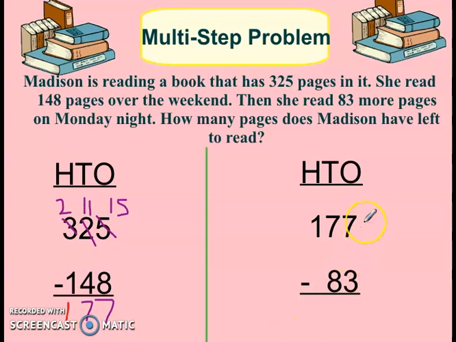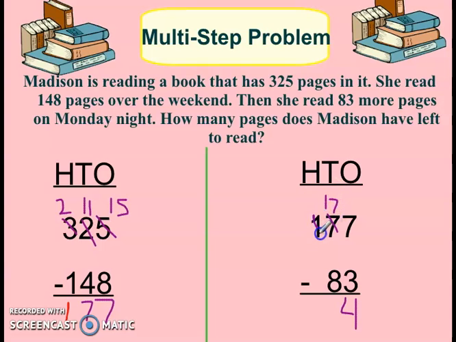Let's look at the next step. We want to see how many pages Madison has left to read. And so we have to subtract 83 from 177 to find our answer. Let's subtract. 3 from 7 leaves 4. Let's move to our tens place. 8 from 7, we can't. And so we have to go to our hundreds place to borrow.